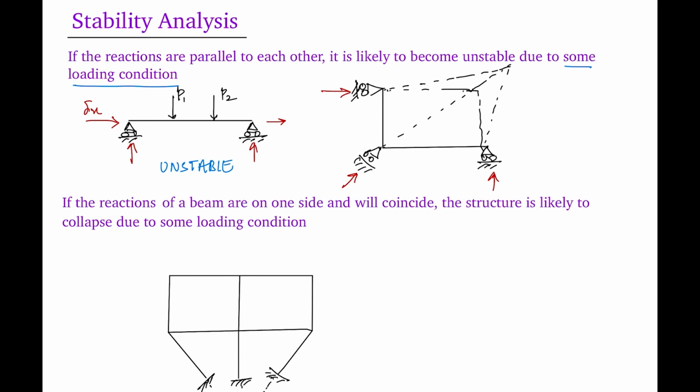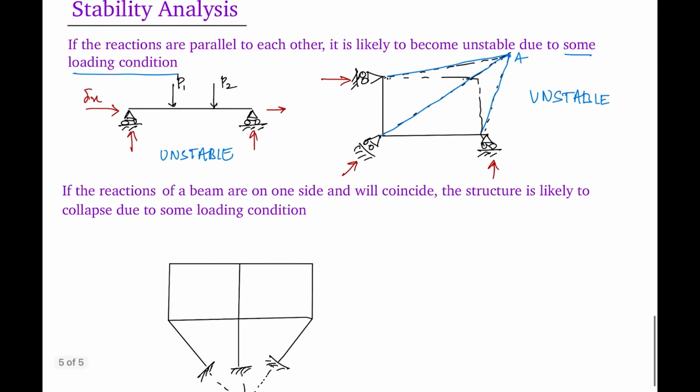Also, when the reaction forces are concurrent, like I've shown here, the reactions are converging to a point. Suppose this point is A. Because the reaction forces are concurrent, the structure is also unstable. So the reactions should be either parallel or not concurrent, converging to a point. That is the third point.